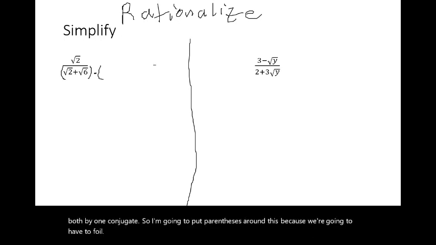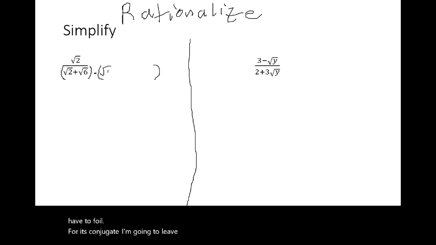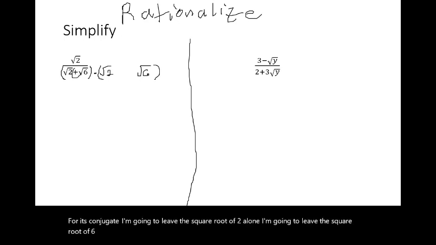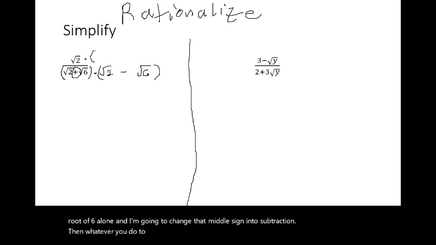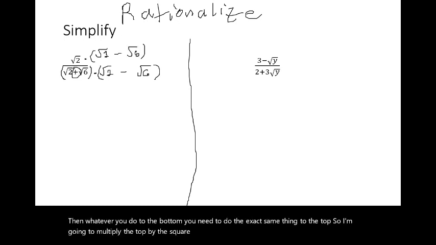For its conjugate, I'm going to leave the square root of 2 alone. I'm going to leave the square root of 6 alone, and I'm going to change that middle sign into subtraction. Then, whatever you do to the bottom, you need to do the exact same thing to the top. So I'm going to multiply the top by the square root of 2 minus the square root of 6.